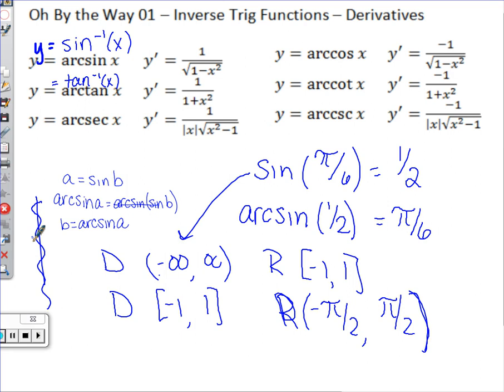So if you can memorize arc sine as 1 over the square root of 1 minus x squared, arc cosine is -1 over the square root of 1 minus x squared. You can memorize arc tangent as 1 over 1 plus x squared. Arc cotangent is -1 over 1 plus x squared. You can memorize arc secant as 1 over the absolute value of x times the square root of x squared minus 1. You'll memorize arc cosecant as -1 over the absolute value of x times the square root of x squared minus 1. You only really need to know 3 of them.